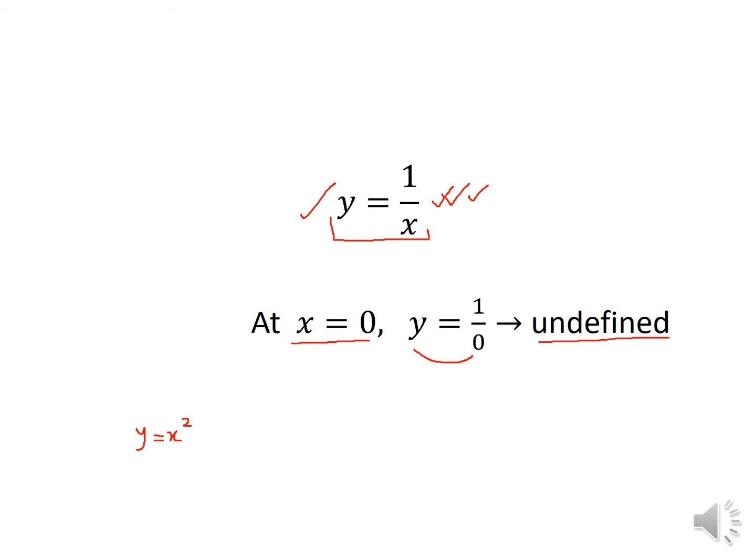For this reason, the domain of our function y is equal to x square will be the set of all real numbers. So the domain will be the set of all real numbers, which is written as this. By this symbol we can understand that the domain will be the set of all real numbers, which can also be written as negative infinity to infinity.